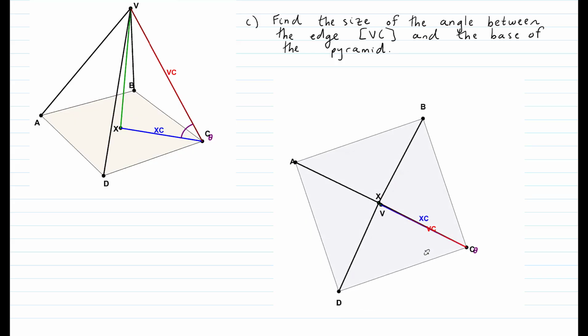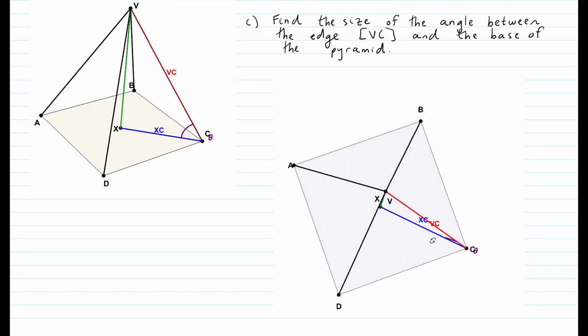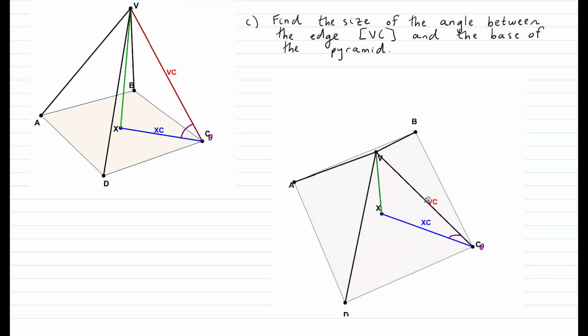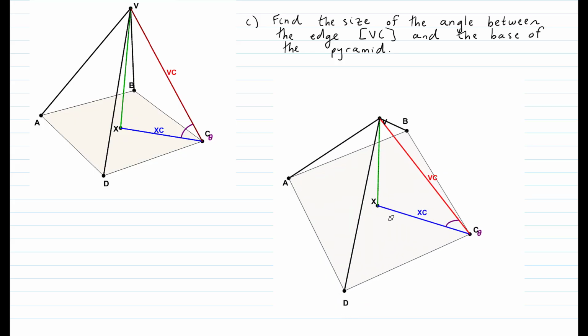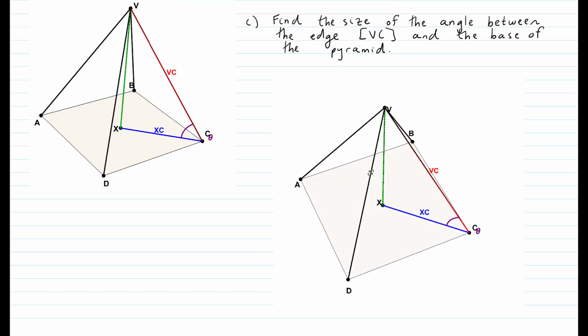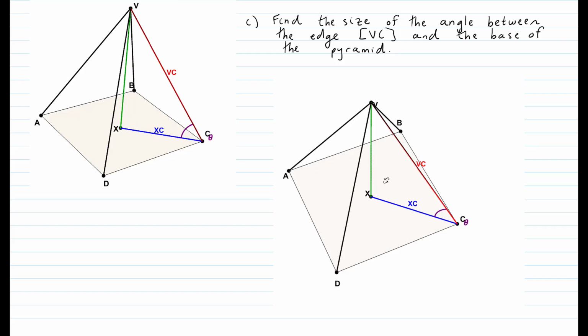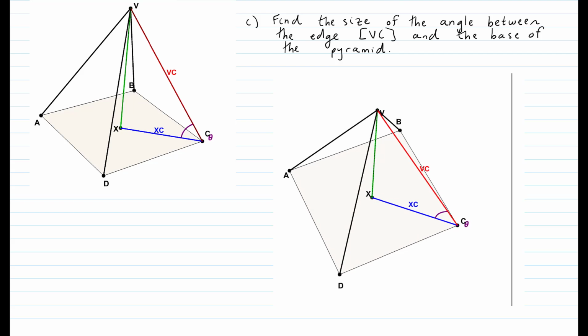And if we were to shine a light directly down on this pyramid, from this sort of angle, we can see the shadow cast of that line VC is that blue line there, XC. So basically we want that angle between XC in blue and VC in red. And we already know VX. We worked that out in the earlier part of this question. And we can also work out XC quite easily because we know A to C and X is the midpoint. Okay, so we'll go and work that angle out now.